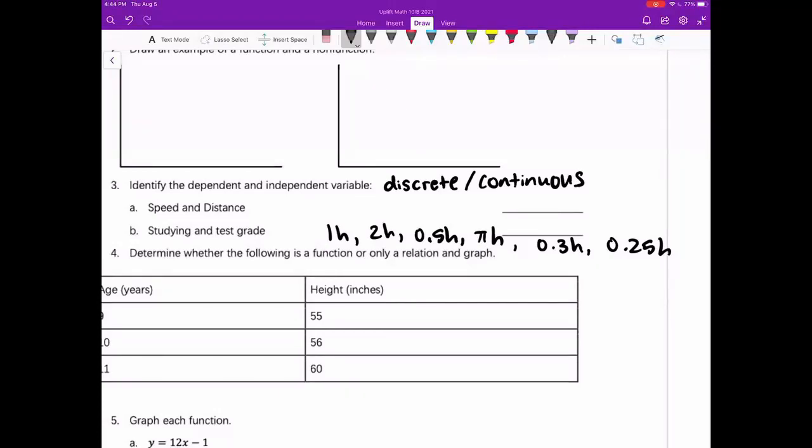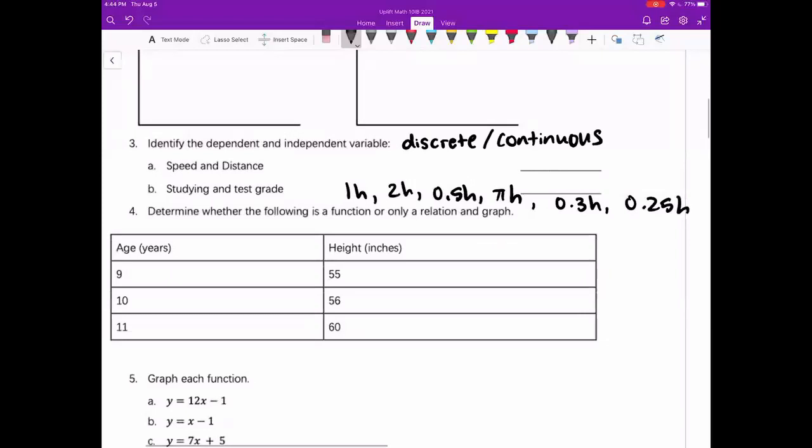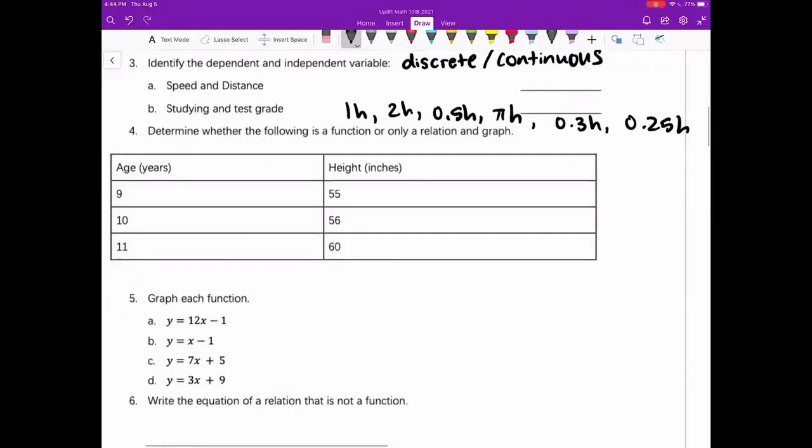Should we do question 4 as well? It's right underneath it and it's pretty easy. Oh yeah, sure. Function. Determine if the table of values is a function or a relation.